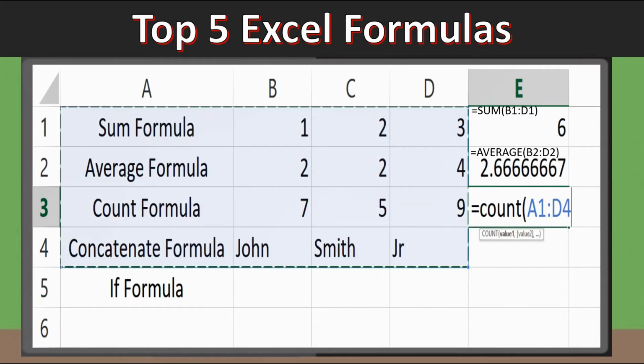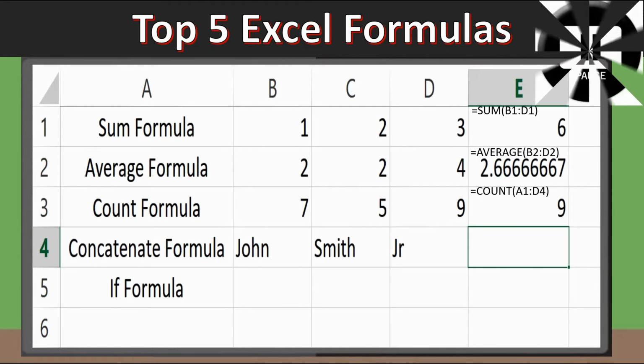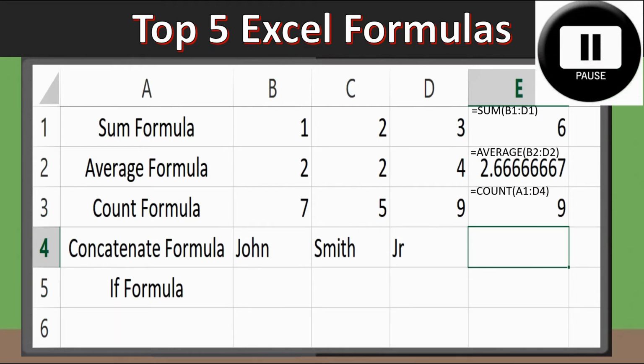So here we select all of our data, and then we enter our close parentheses. Then we press enter on our keyboard, and as we can see here, we see 9 values. So we can see 9 numbers in our data set. It did not count the text, it only counted the numerical values, which is 9. Now you'll see the formula on the top. Please click on pause on this video to practice.